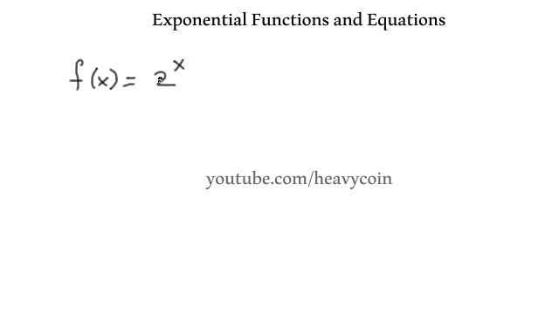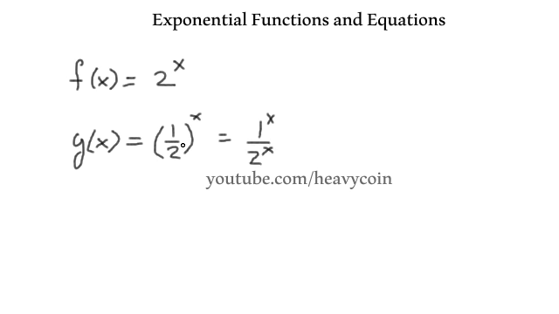Alright, what happens when this base is between 0 and 1? For example, we'll call this g of x, give it a different name, and we'll say a half raised to the x power. Well, this can actually be rewritten as 1 to the x over 2 to the x. This is still an exponential function. 1 raised to the x is just 1, so no matter what you plug in for x here, you're always going to get 1 out. And then this is 2 to the x.